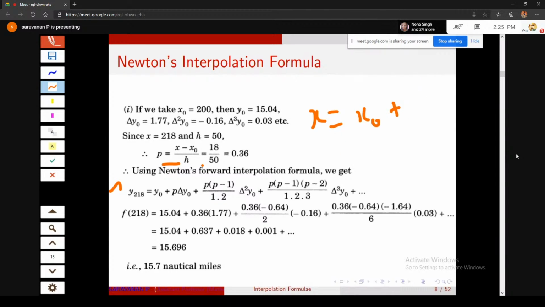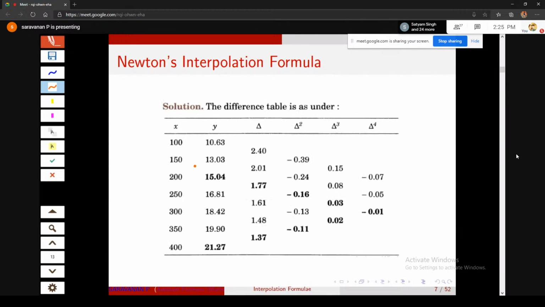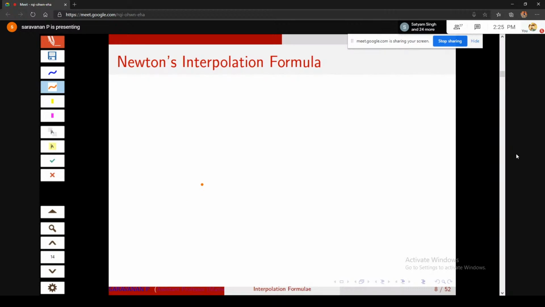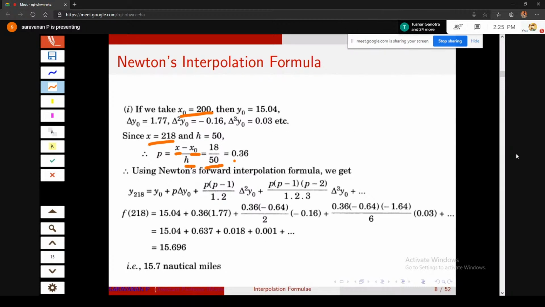x is nothing but the point at which you want to compute the y value. So you want to compute y when x equal to 218. x0 is 200, nearby that we have chosen. h is nothing but the interval difference. What is the difference here? 100, 150, 200, 250. So h is 50. So I'll get the p value.